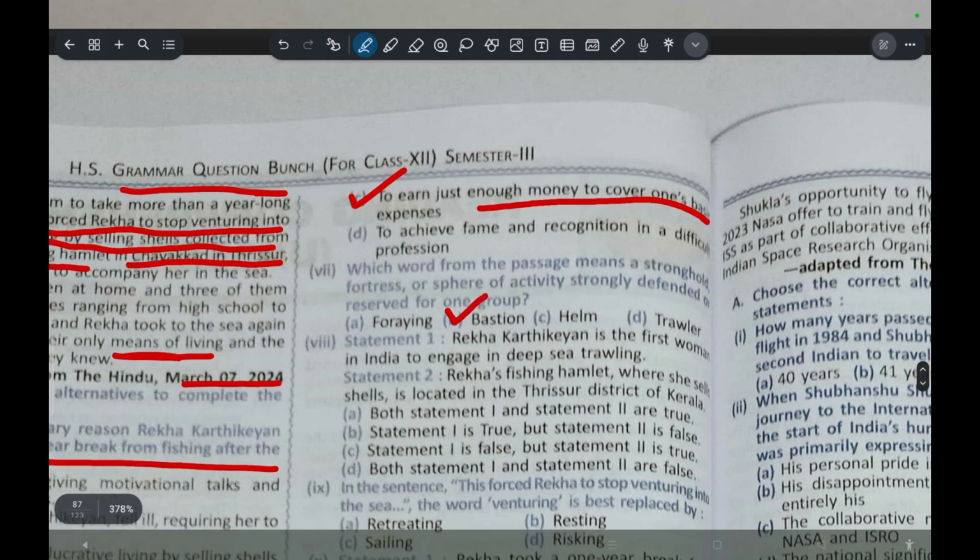So bastion means actually a strong defensive structure built into the walls of a fort or castle, this type of thing. So I think it will be bastion.